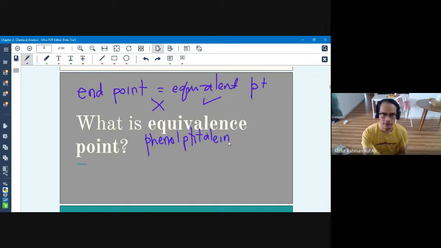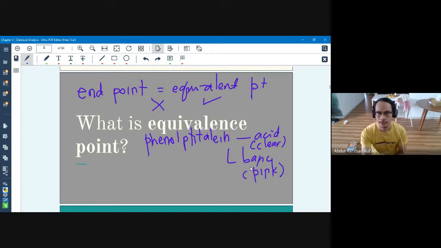Okay, so phenolphthalein ni, this is an indicator solution. Kalau kita masukkan dia dalam an acid solution, the color dia will be clear. Okay, the color will be clear. Tapi kalau kita masukkan dia dalam a basic solution, color dia akan jadi pink.